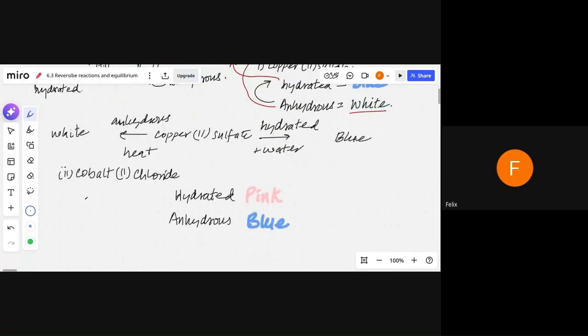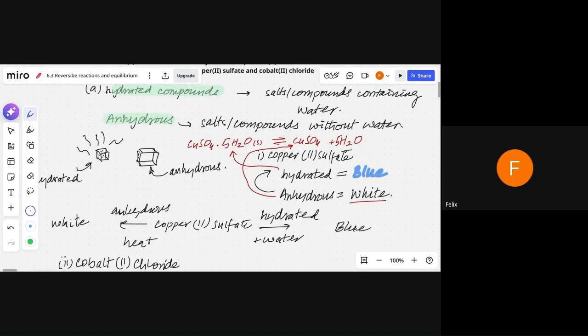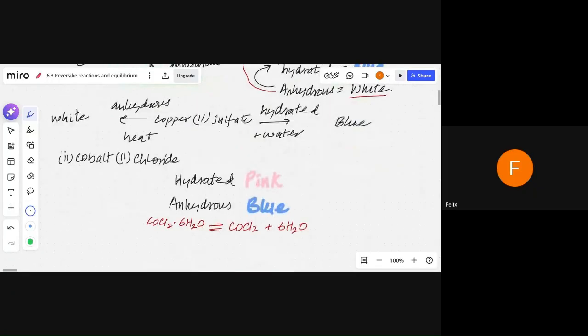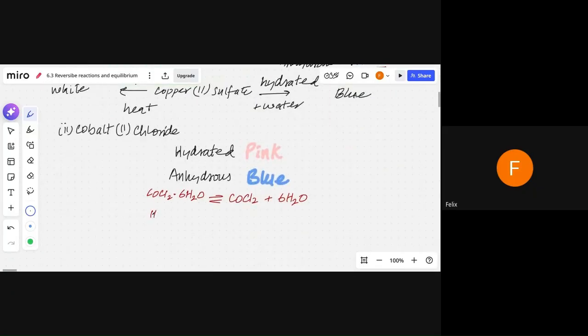Now the equation for cobalt 2 chloride, it is CoCl2 dot 6H2O, and then the reversible reaction, CoCl2 plus 6H2O. Oh, I have to write 5H2O here. Yep. Okay, now the equation is balanced. So this side is hydrated, and it will have a pink color. And this side is anhydrous, and this side has a blue color.